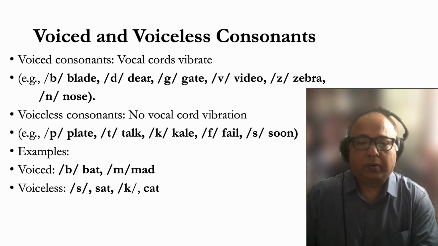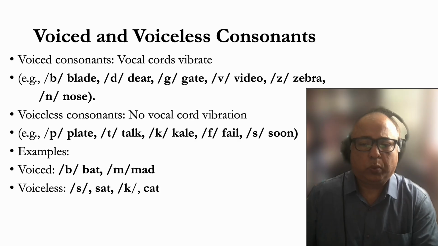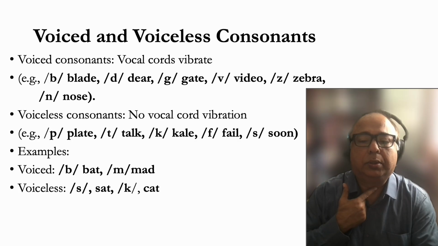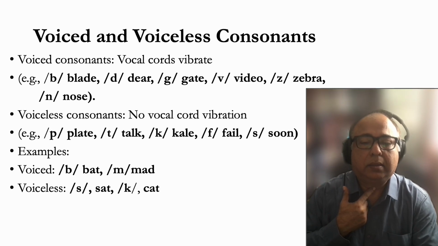So we went over voiced and voiceless consonants. This time we will learn them again just for practice. Voiced consonants, as you just learned, when we pronounce them, the vocal cords vibrate. So we will do this again. Put your index finger on your vocal cords and pronounce these words. B, blade. D, deer. G, gate. V, video. Z, zebra. N, nose.